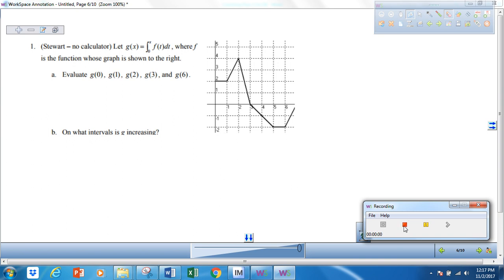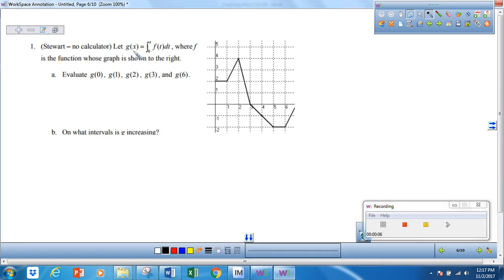Okay, so we're looking at problem number 1 in your free response packet. And again, we're told that g of x is equal to the integral from 0 to x of f of t dt. So the first thing we have to find is g of 0. If we recall, g of 0 is going to be the integral from 0 to 0 of f of t dt, which is 0, because anytime you integrate from a to a is 0.